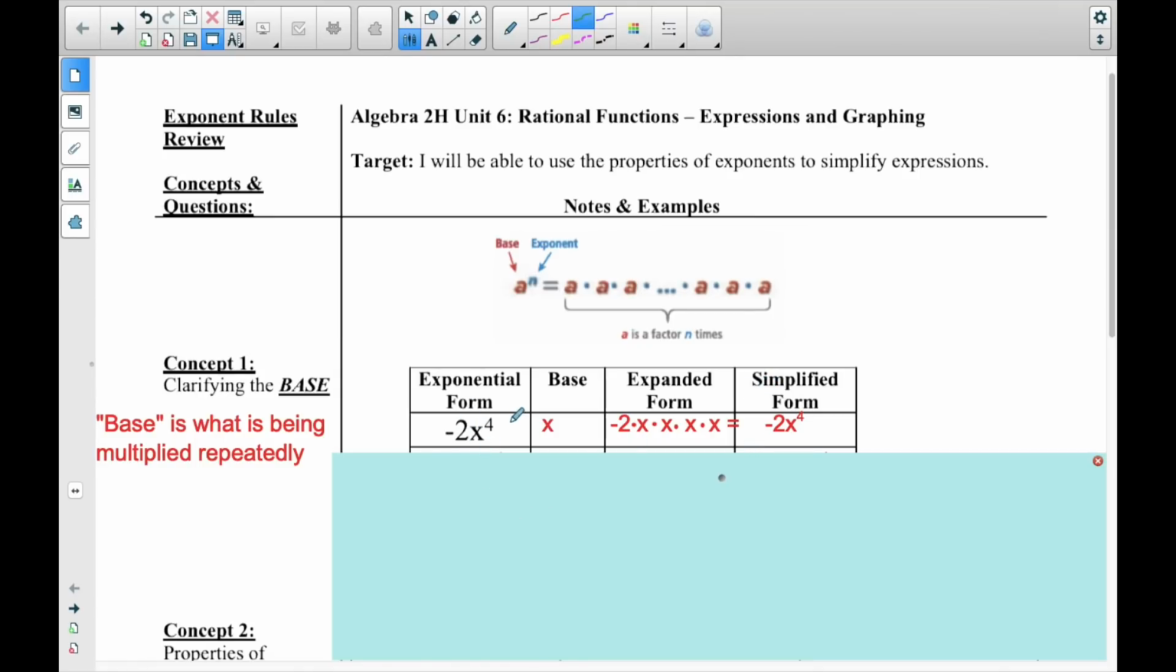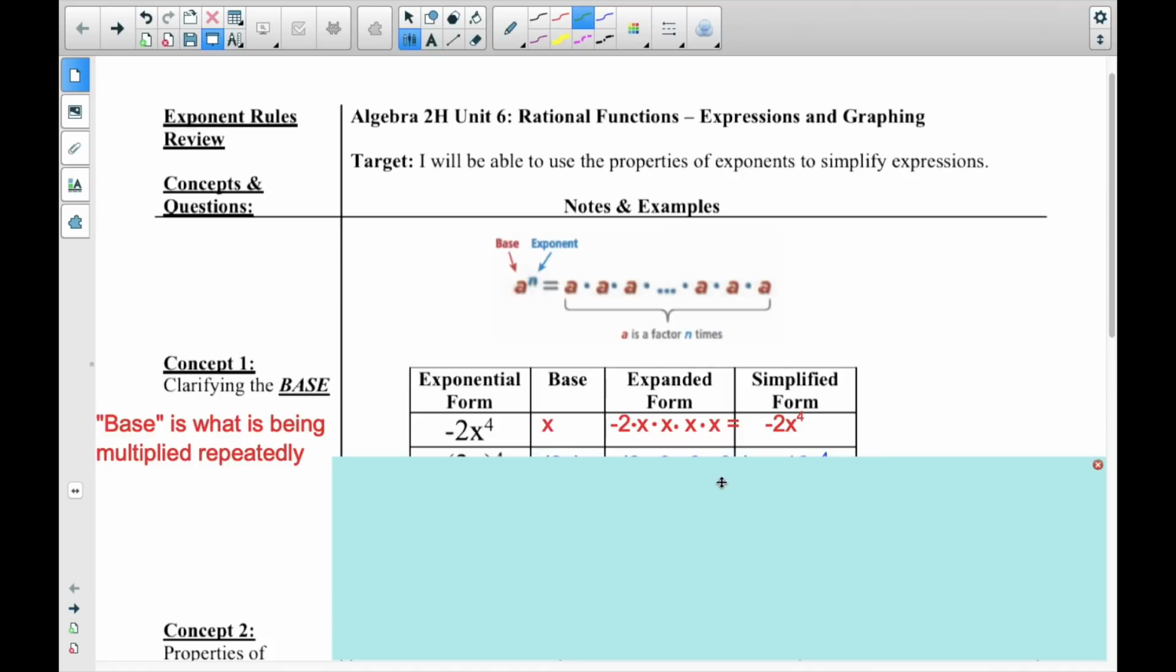So in other words, if I have negative 2x to the fourth power, my base is just the x. It's not the 2, it's not the negative, it's just the x in this case. So that means we have a negative 2 times x times x times x times x. And that comes out to be negative 2x to the fourth power.